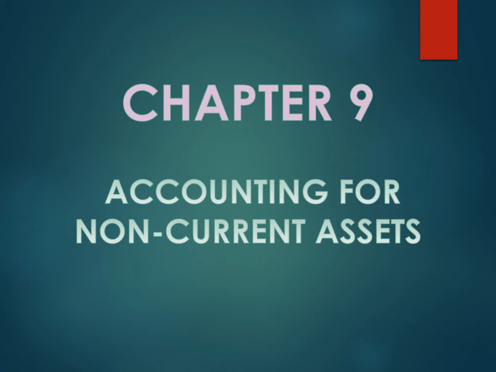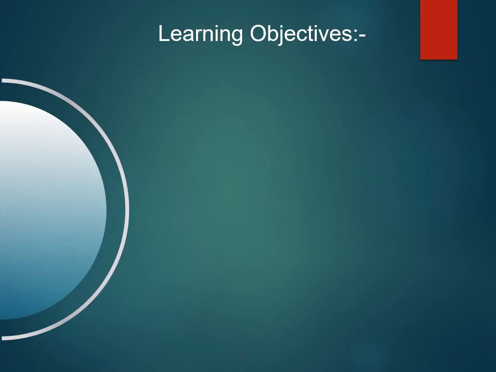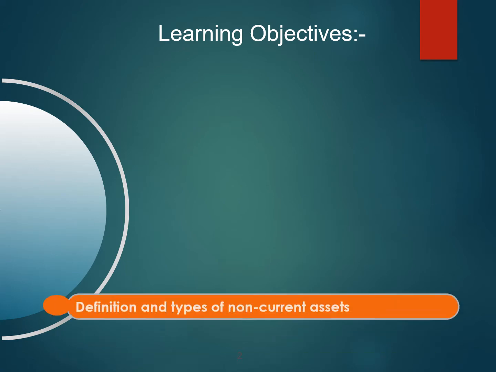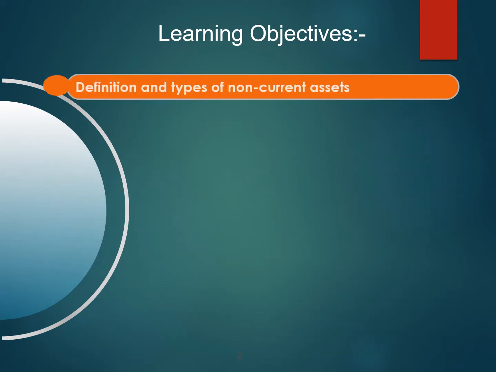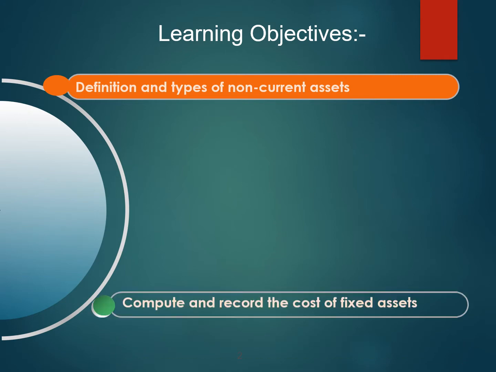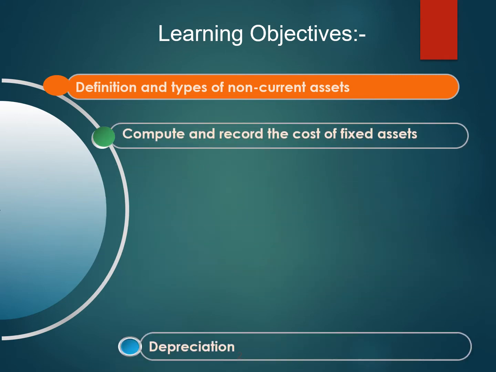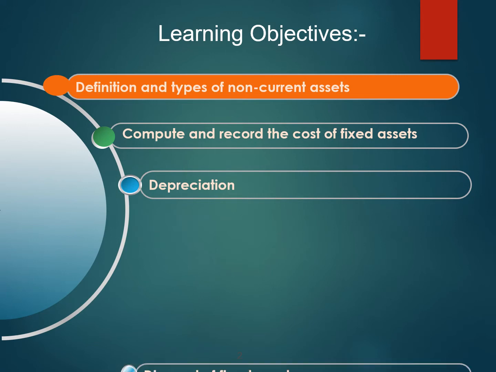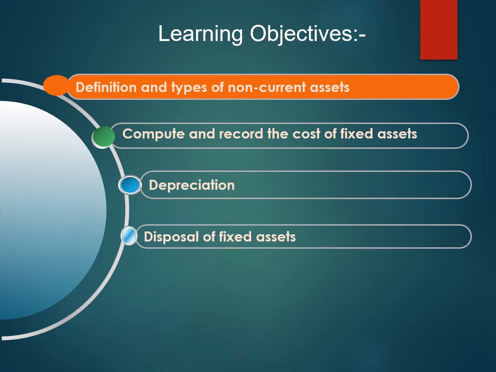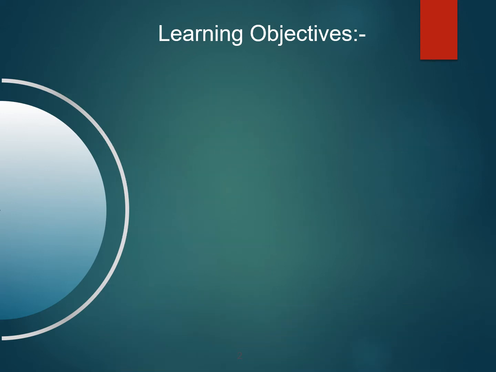Today we will learn chapter 9, which is about accounting for non-current assets. We will learn about 5 subtopics in the chapter. The first one is definition and types of non-current assets. Second one is compute and record the cost of fixed assets. And then we will learn about depreciation, disposal of fixed assets. Last but not least, the presentation of fixed assets in the financial statement.